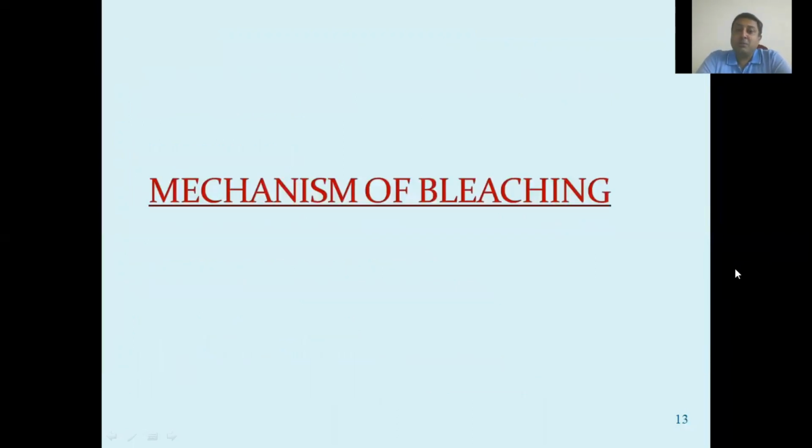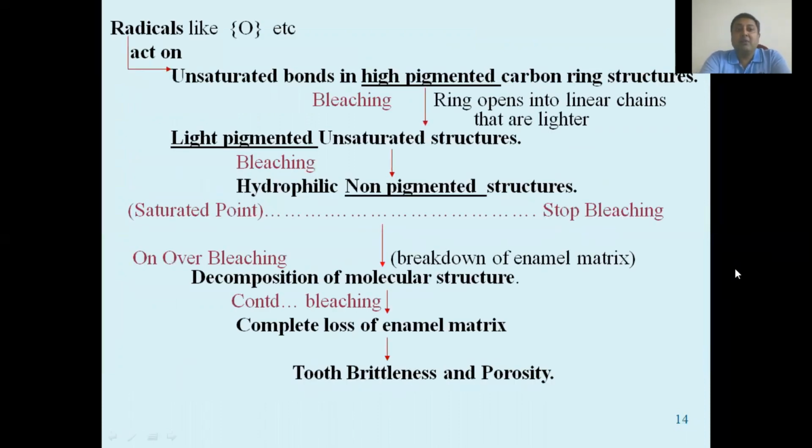Now, the most important part. What is the mechanism of bleaching? First of all, upon degradation of an active bleaching agent, there is release of nascent oxygen, which acts on the unsaturated bonds in the highly pigmented carbon ring structures. On further bleaching, the rings of these carbon structures open up and become linear, which are much lighter. On further bleaching, it gives light pigmented unsaturated structures. On continued bleaching, it becomes hydrophilic non-pigmented structures.